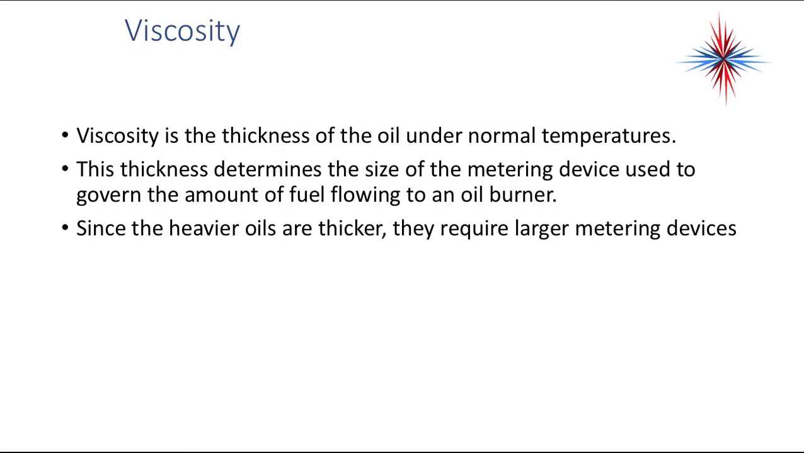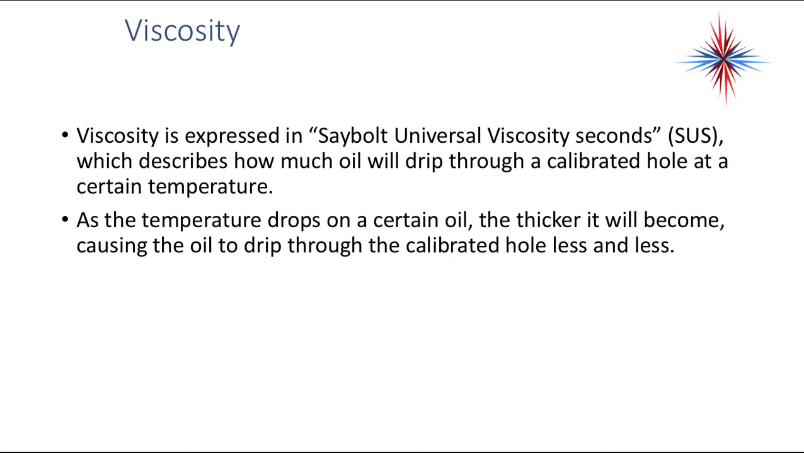Viscosity is the thickness of the oil under normal temperatures. This thickness determines the size of the metering device used to govern the amount of fuel flowing to an oil burner. Since the heavier oils are thicker, they require larger metering devices. Viscosity is expressed in Saybolt Universal Viscosity Seconds, SUS, which describes how much oil will drip through a calibrated hole at a certain temperature. As the temperature drops on a certain oil, the thicker it will become, causing the oil to drip through the calibrated hole less and less.